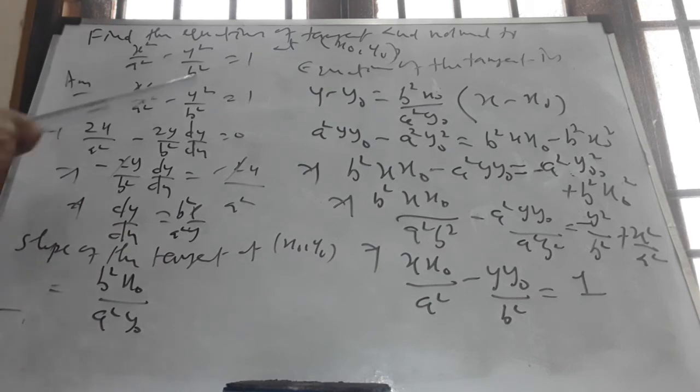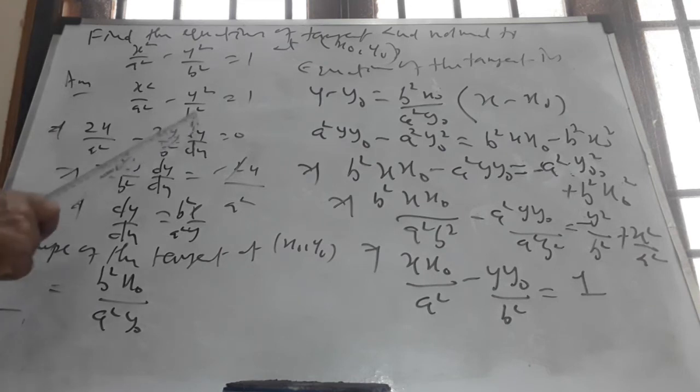Let me repeat up to this. x square by a square minus y square by b square equals 1. Now 2x by a square minus 2y by b square dy by dx is 0. Minus 2y by b square dy by dx is minus 2x by a square. Now dy by dx becomes b square x by a square y.